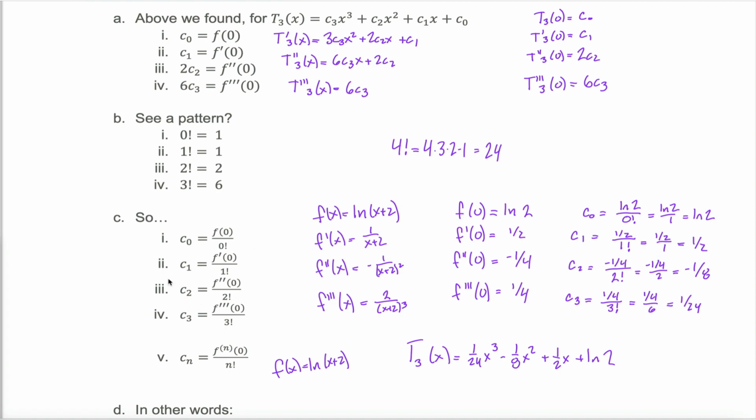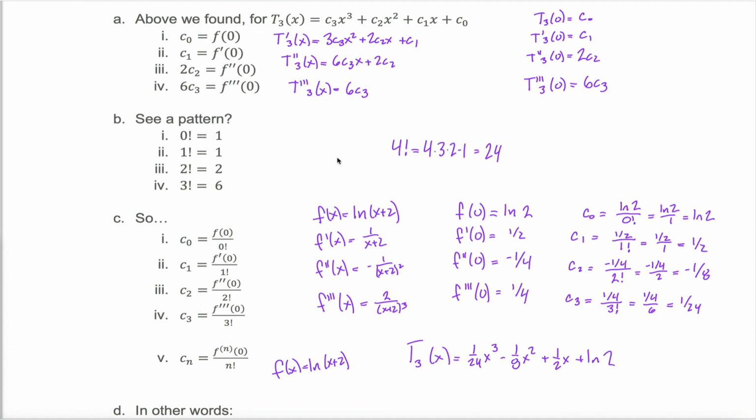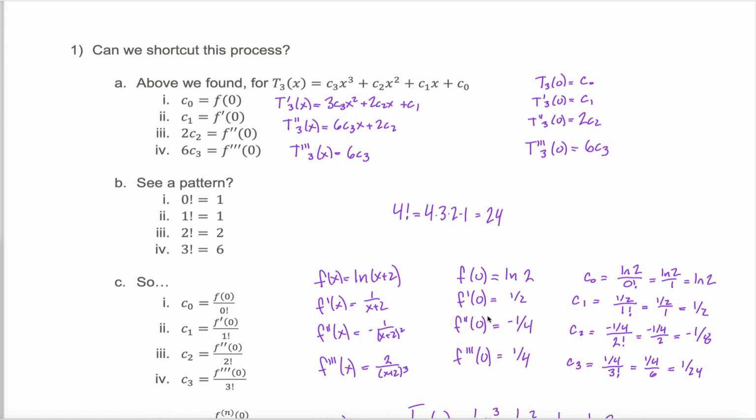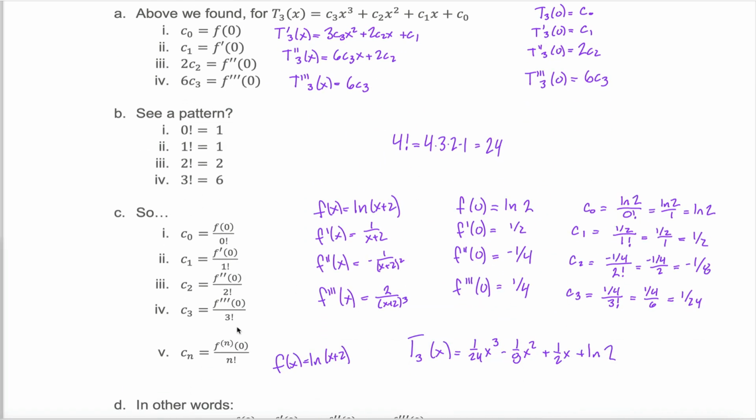And the nice thing about these formulas is they're pretty intuitive. You can see where they all come from following the logic of the previous videos. But even if you don't care where they come from, they're pretty easy to memorize, right? C3 is the third derivative evaluated at 0 divided by 3 factorial.